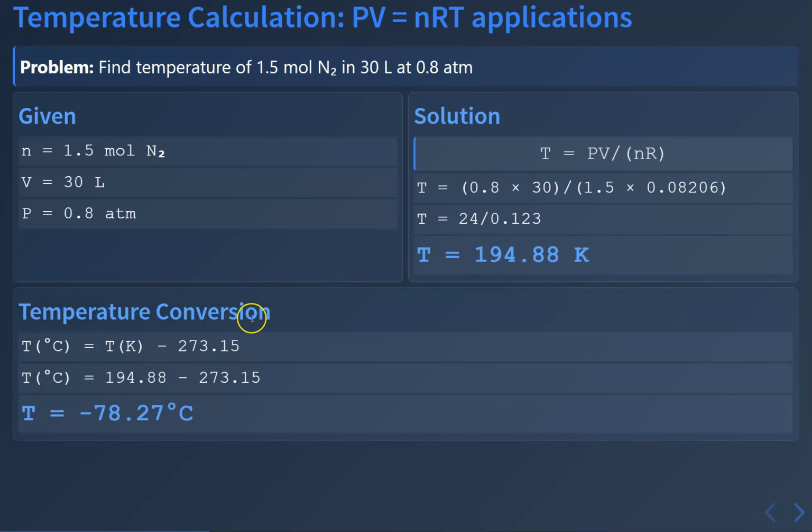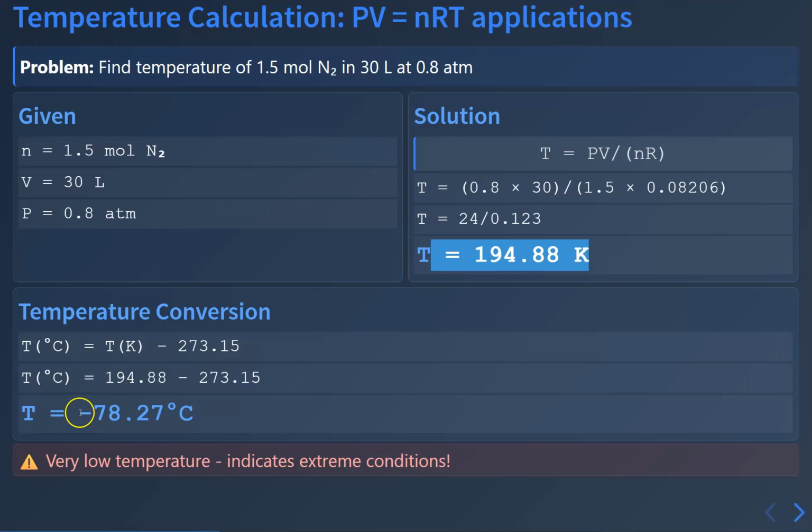So here, temperature conversion: T in degree centigrade to T in Kelvin will be plus 273.15. So now if I convert this Kelvin to degree centigrade, we have to subtract 273.15. So finally T will be minus 78.27 degrees centigrade. So here it is a very low temperature, it is a minus, very low temperature indicates extreme condition.